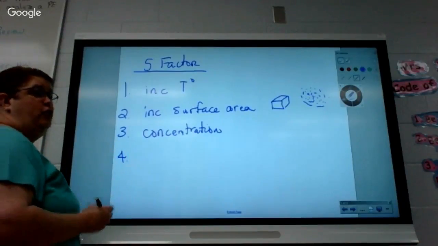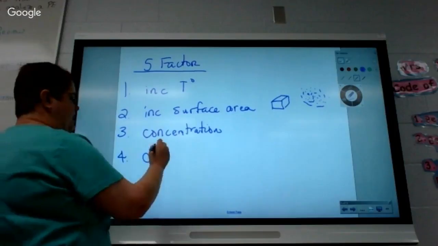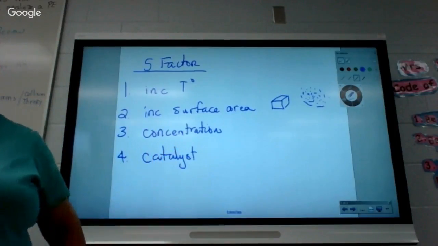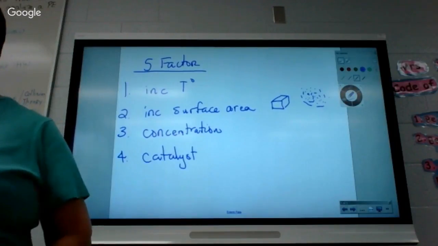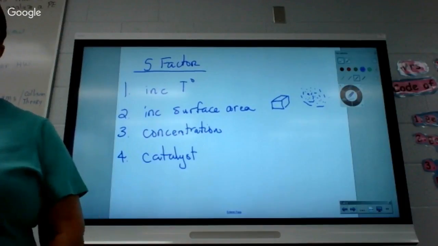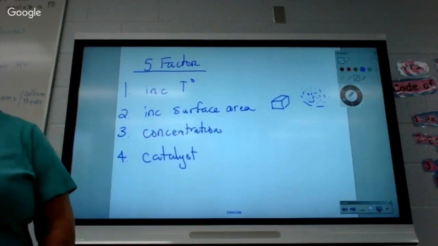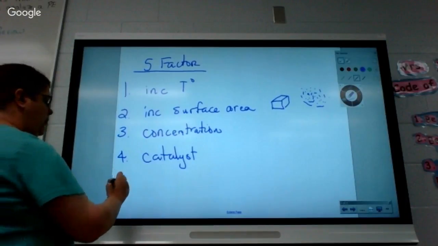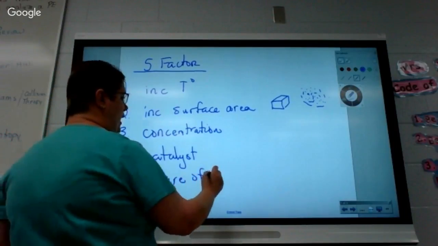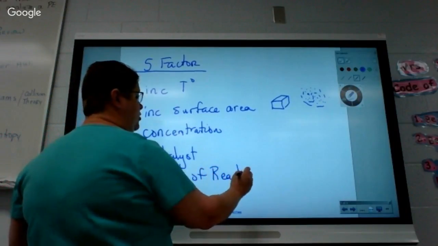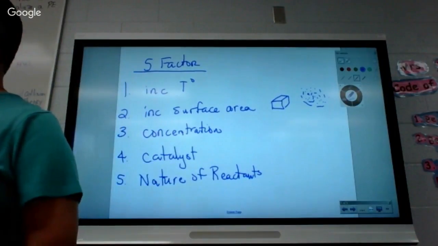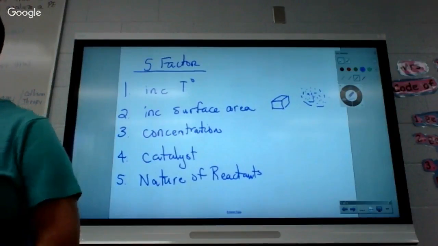All right, number 4. What was the last one that you knew yesterday? Add a catalyst. A catalyst's sole function is to speed up a reaction. Y'all talked about that in biology class. Probably talked about enzymes, maybe with digestion. If we don't have enzymes in our stomach after we eat, we tend to feel how? Sick and bloated. We need it to speed up digestion so we don't feel terrible. And the last one we talked about was the nature of reactants. Some things just react faster than others. So I asked you for some examples. Give me something on the periodic table that's pretty fast, Salma.